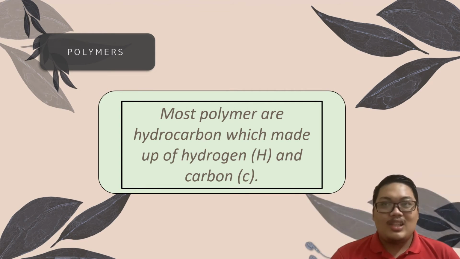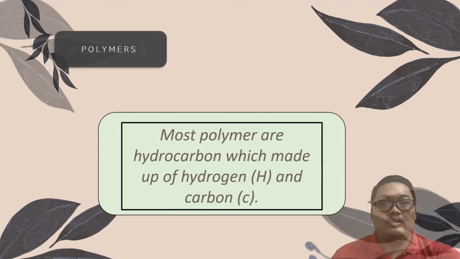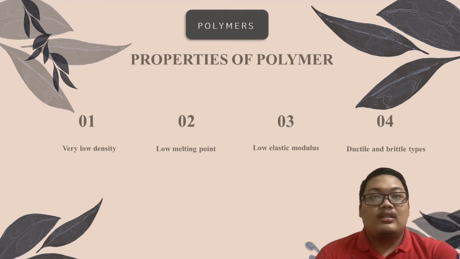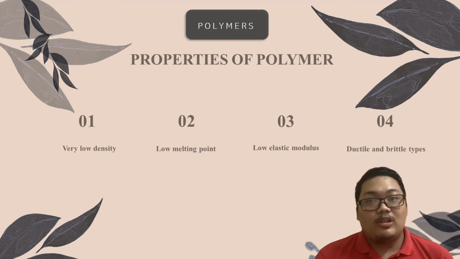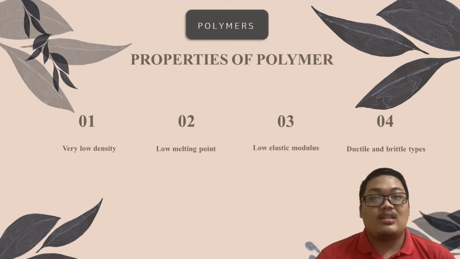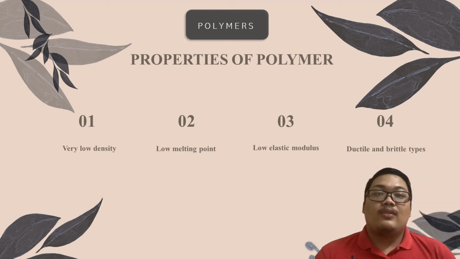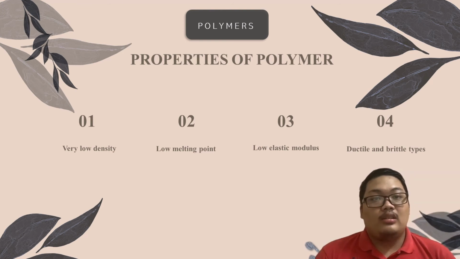Alright, now let's talk about polymer. What is polymer? Polymer basically consists of many monomers that are usually made of a hydrocarbon, which is hydrogen and also carbon. Next, the properties of polymer. We have four properties: very low density, low melting point, low elastic modulus, and also ductile and brittle type.